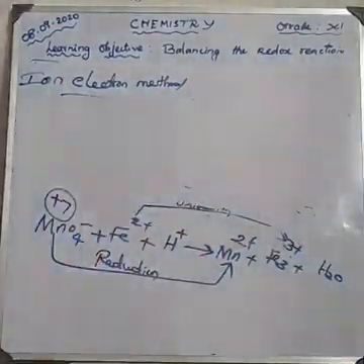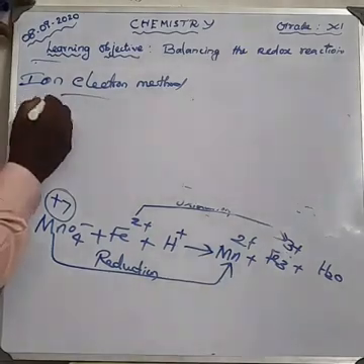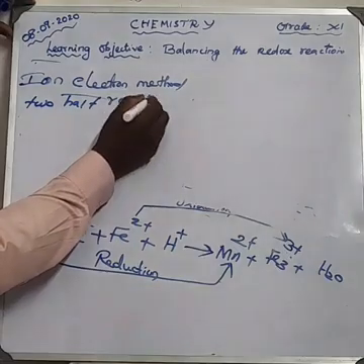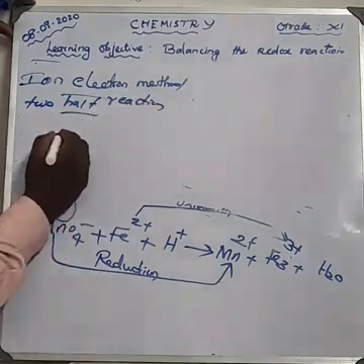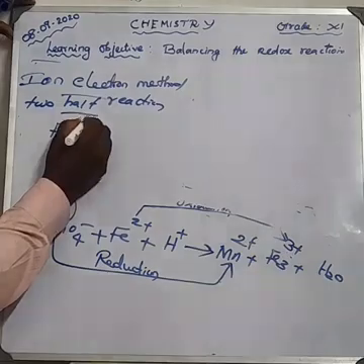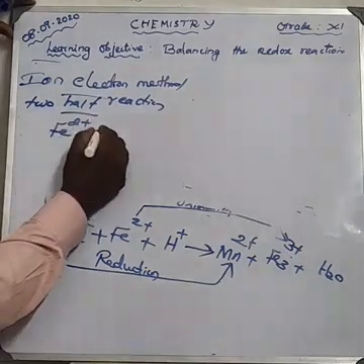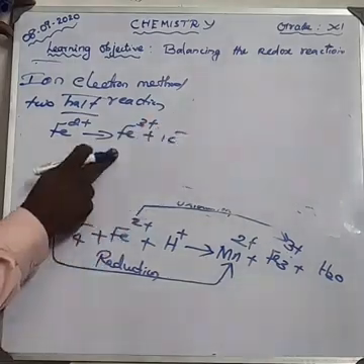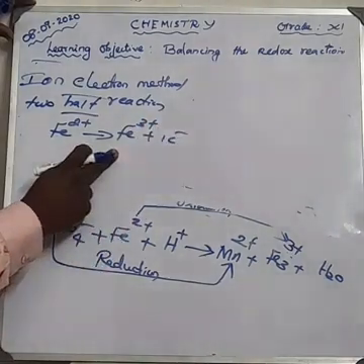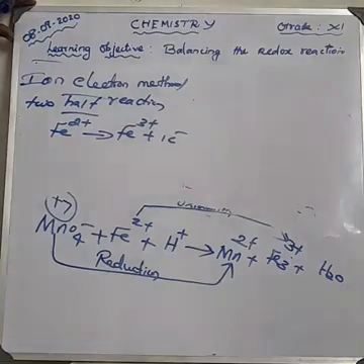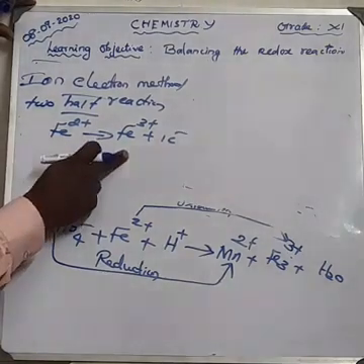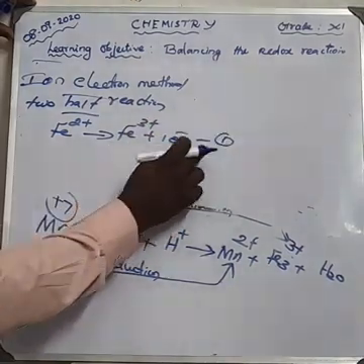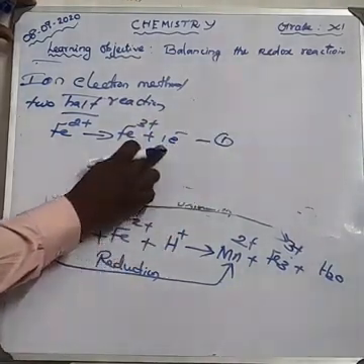The first one, the two half reactions. First one, Fe2+ gives Fe3+ plus 1 electron. That's the equation. Fe2+ gives Fe3+ plus 1 electron. That is loss of 1 electron, equation number 1.